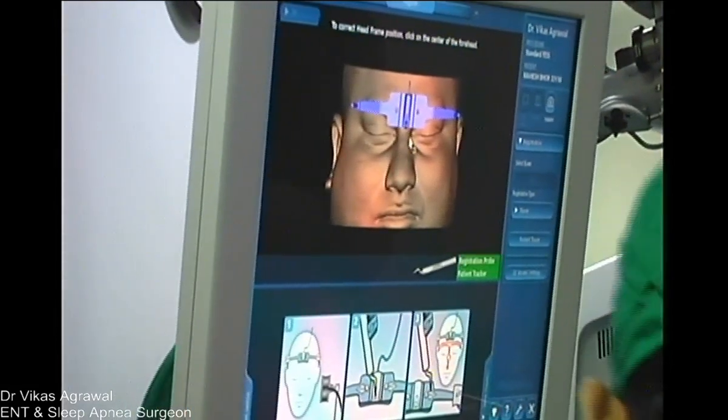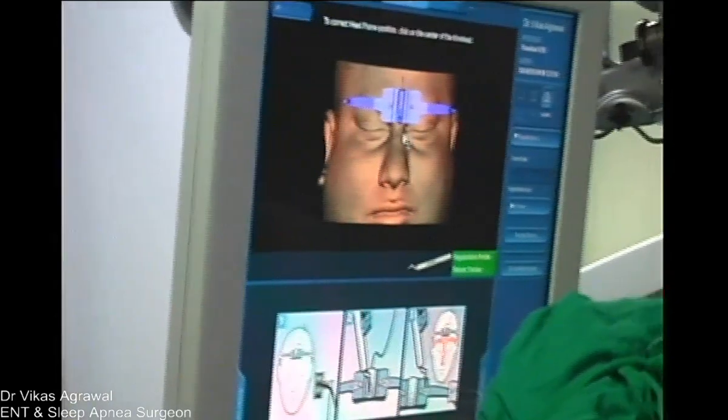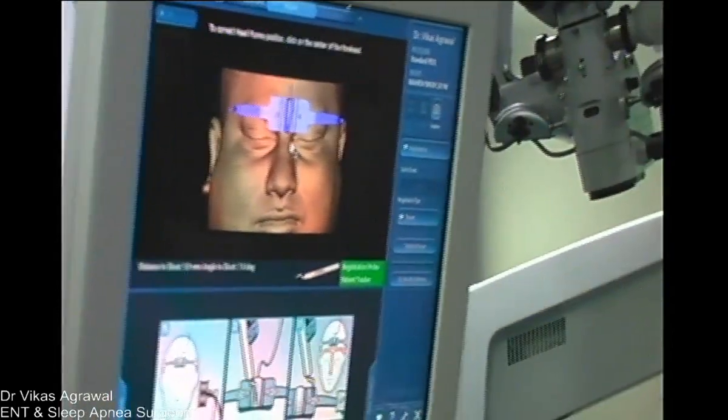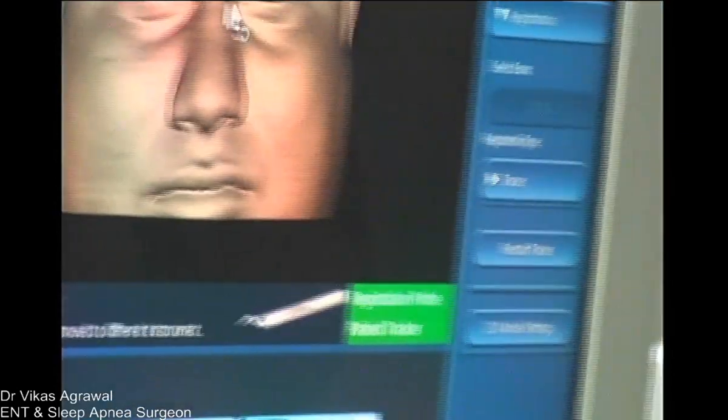So, okay, now you can see that both the registration probe and the patient tracker, focus on that, Sunil. Fix it. Both are in range, right? Both have become green. Show, Sunil. So there is a registration probe and there is a patient tracker. Focus it.